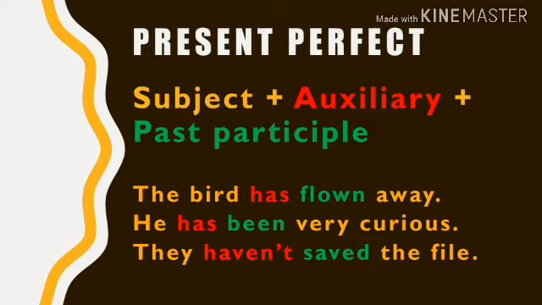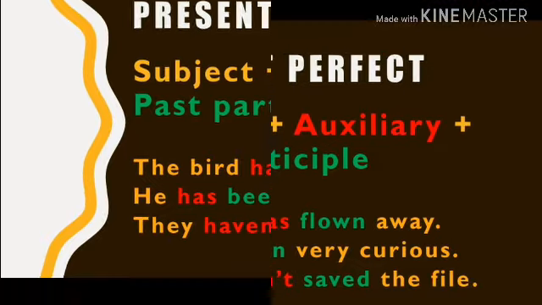Then he has been very curious. He is the subject, has is the auxiliary, and then been is the verb 3. And then they haven't saved the file. They is the subject, haven't is the auxiliary, negative, and then saved is the verb 3.